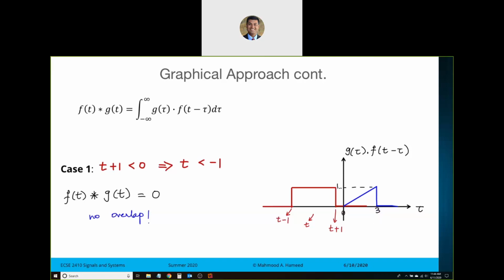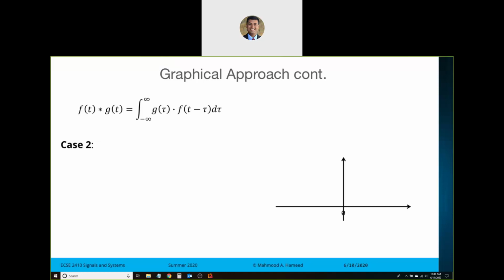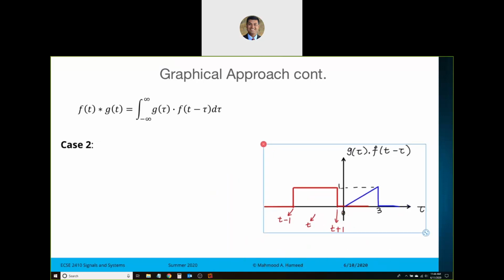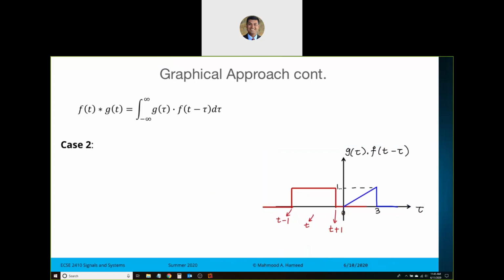Let me erase this, and then, what would the next case be? The next case would be when this comes inside, right? So it's still here. So I'm going to copy this from here, go to the next slide, paste it, and adjust things slightly. So this was earlier. Next, let's see. That's my next piece.